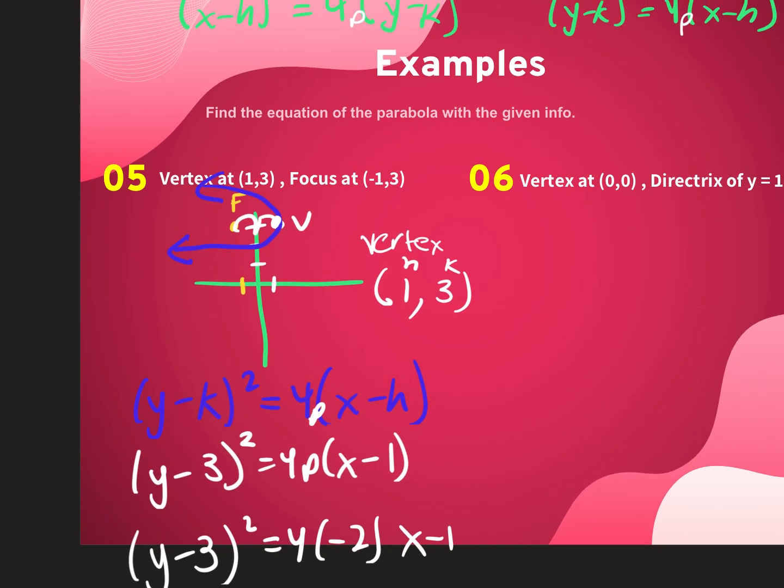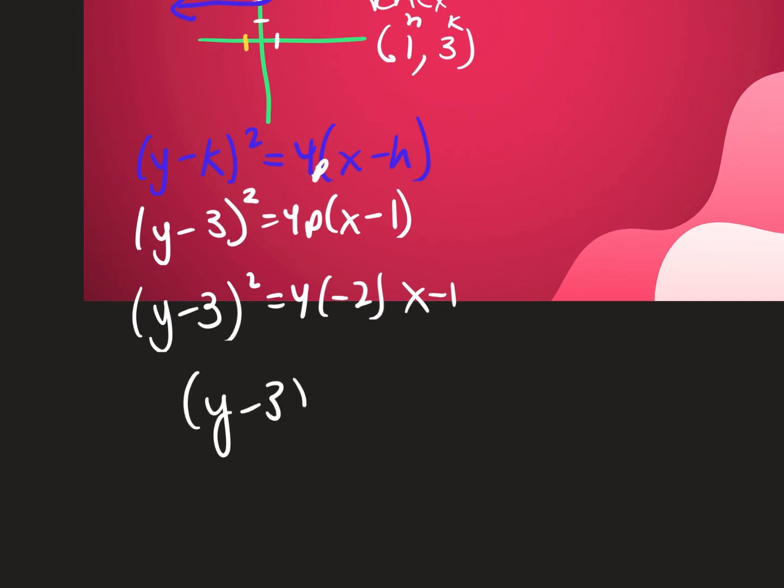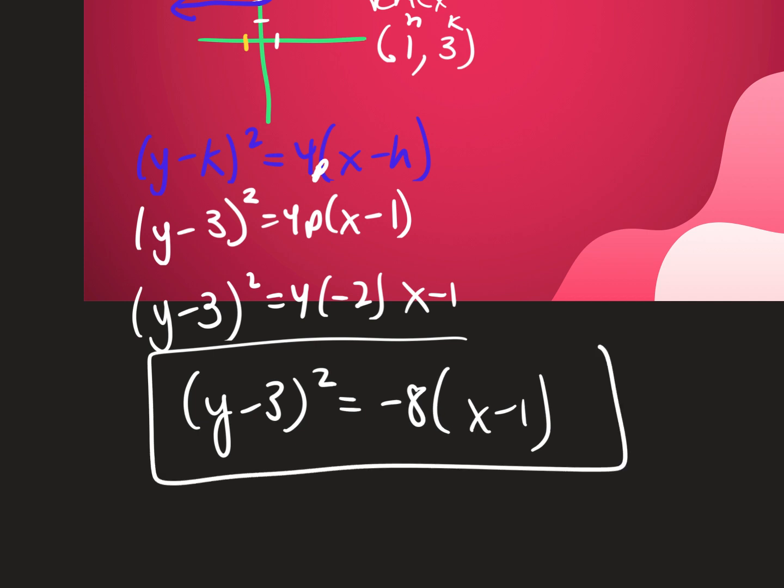If you did it mathematically, you could look at this and say, okay, I went from negative 1 to positive 1, or from positive 1 to negative 1, whatever. How many spaces is that? It's not 0, guys. You have to think of that. How many spaces did you move? You moved 2. So this becomes (y minus 3) squared equals negative 8 times (x minus 1). Do not distribute. You want to leave it in this form.